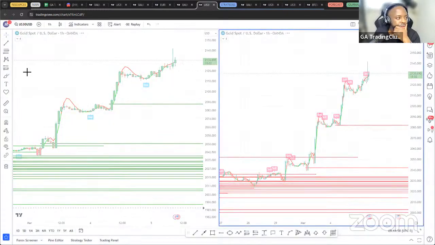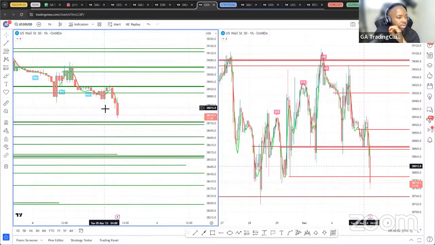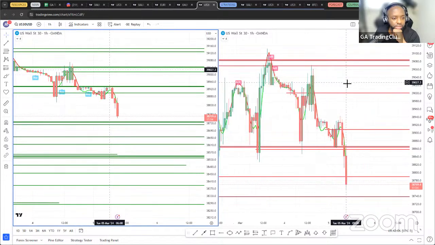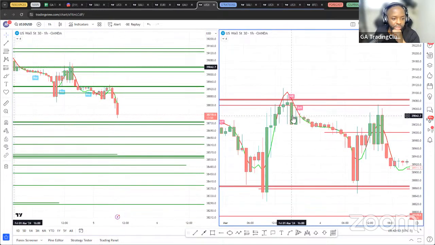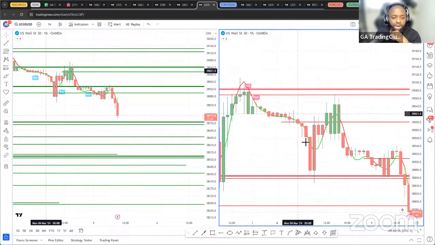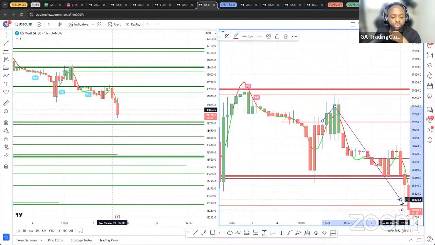For US 30 on the hourly, these buys are invalid. These sells were valid and they got tapped in. You can see this was a valid sell because the previous 5 candles had rejected off of an SAR. And you can see they tapped that sell side liquidity here. And from there, that's when price went down.